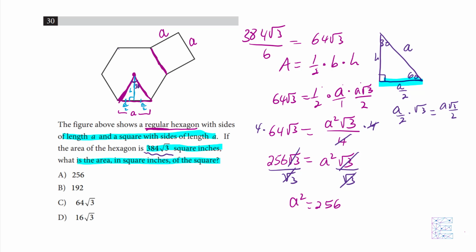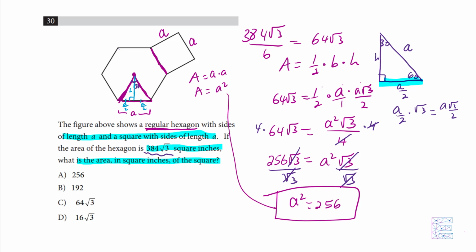For the astute, you might have already noticed that this is the answer to the question. Why? Because the area of this square is just side times side. Well, we have A times A for our square, so that would be A squared. So A squared is 256, which makes 256 the answer to this question.